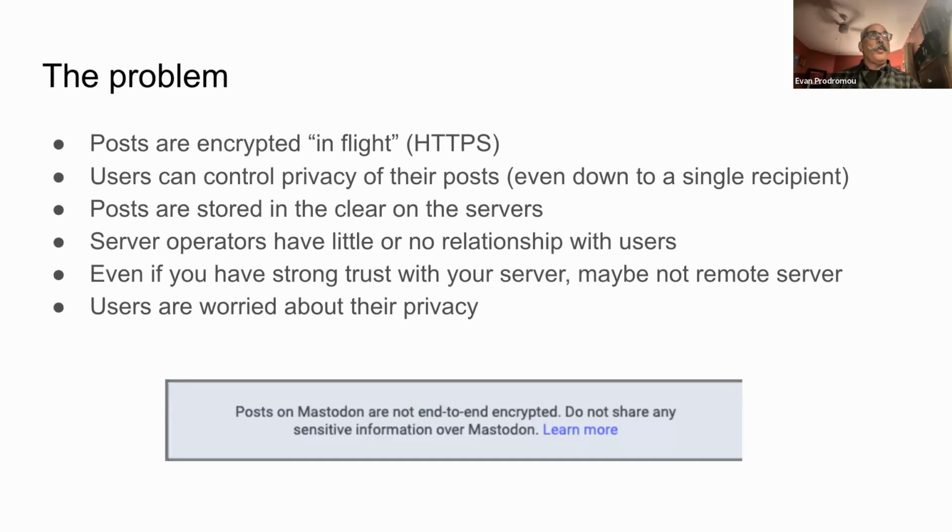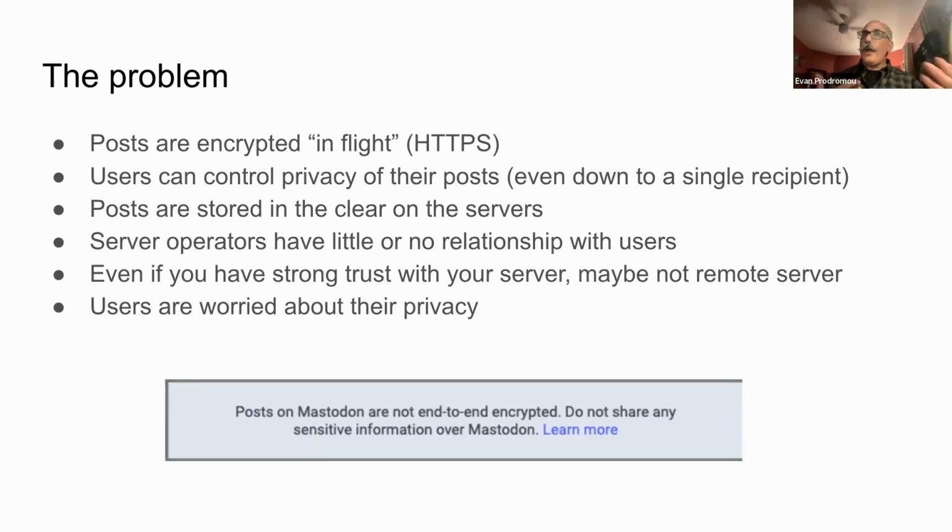So why is that a big deal? Well, posts on ActivityPub are encrypted in flight. So as they go through the internet, they go over SSL, HTTPS. Users have a lot of control of privacy on their posts, who's able to see them. But once they get to a server, they're stored in the clear, meaning that the server operator is actually able to go see them directly.